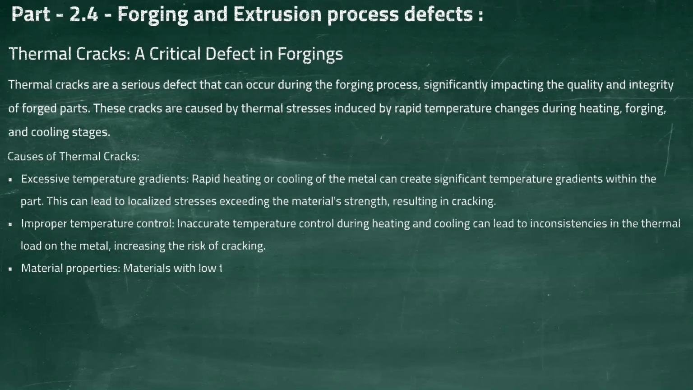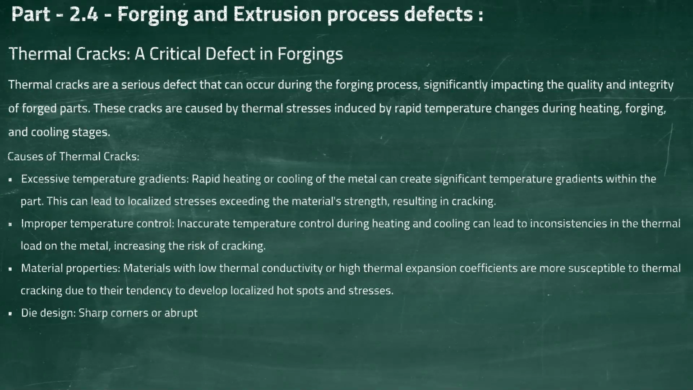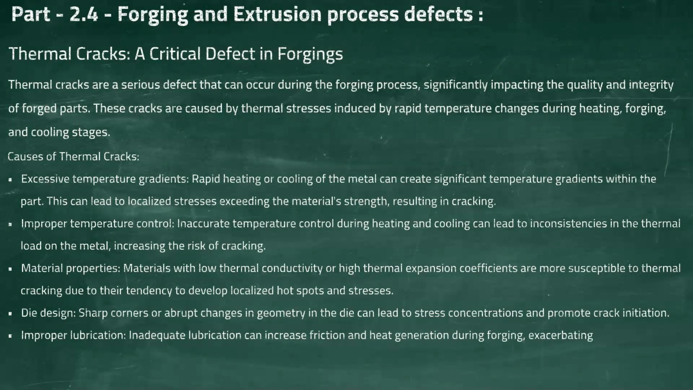Material properties. Materials with low thermal conductivity or high thermal expansion coefficients are more susceptible to thermal cracking due to their tendency to develop localized hot spots and stresses. Die design. Sharp corners or abrupt changes in geometry in the die can lead to stress concentrations and promote crack initiation. Improper lubrication. Inadequate lubrication can increase friction and heat generation during forging, exacerbating thermal stresses and increasing the risk of cracking.